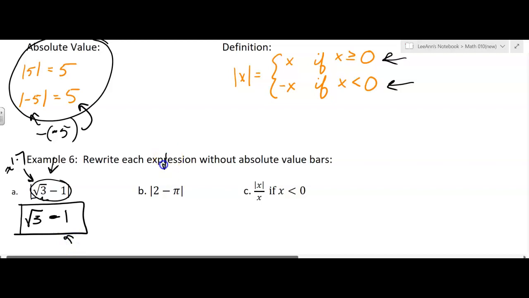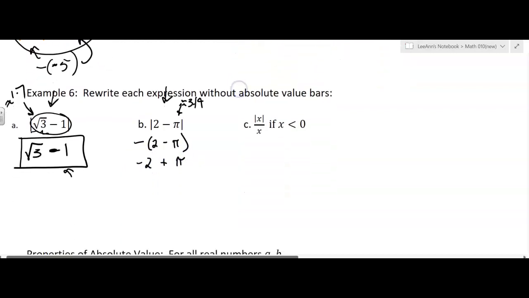Okay, now over here we have 2 minus pi. Well, pi is about 3.14, right? So here I'm getting a negative. 2 minus 3.14, that'd be a negative number. So I'm going to have to take the opposite of 2 minus pi. When I do that, it's going to make -2 plus pi through distributing. But usually we are going to rewrite that so that it says pi minus 2. Notice when we take the opposite of the original, that's switching places, right? Now it's not 2 minus pi, but pi minus 2.